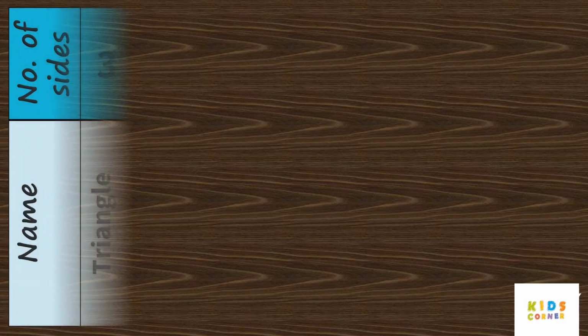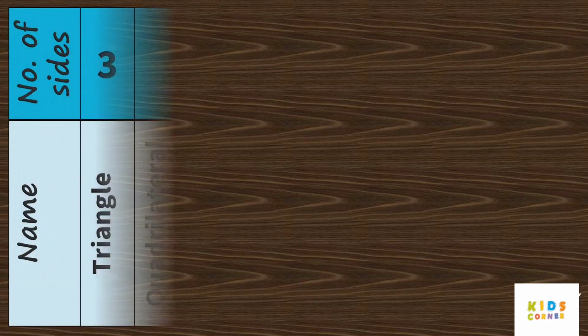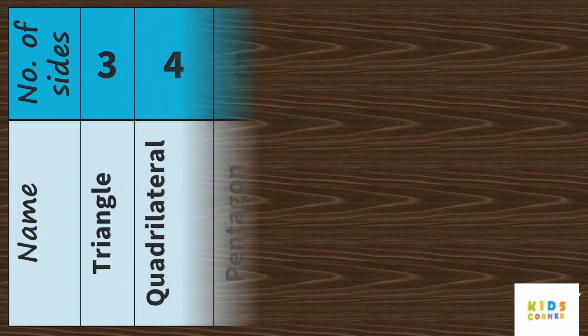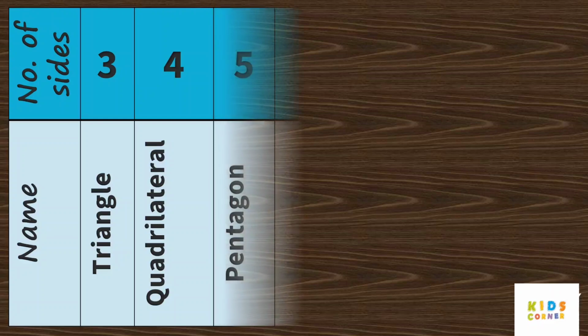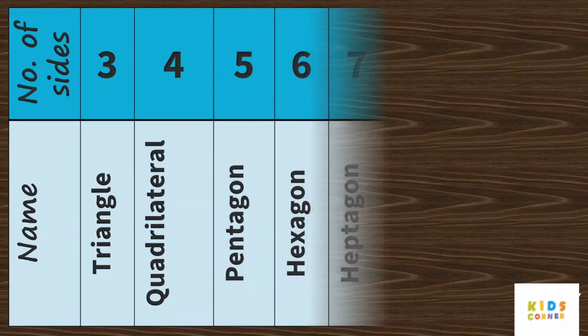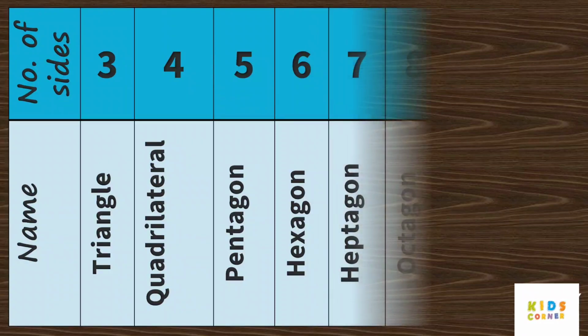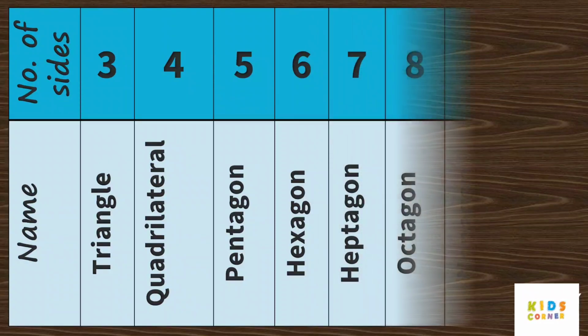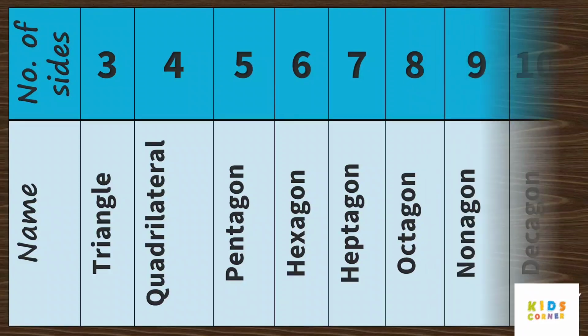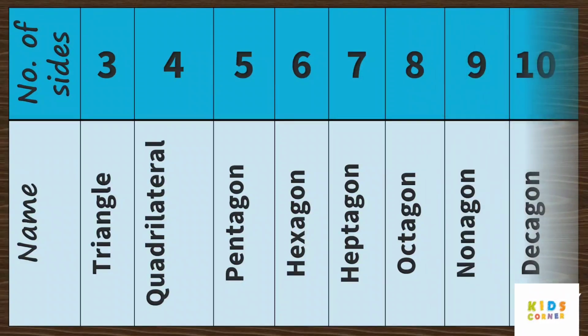Every polygon is given a different name based on the number of sides present in it. Some of them are listed below. If it has 3 sides, it is called a triangle. 4 sides, quadrilateral. A 5-sided figure is called a pentagon. 6 sides is a hexagon. A 7-sided figure is a heptagon, and 8 is an octagon. A 9-sided polygon is called a nonagon, and 10-sided is called a decagon.